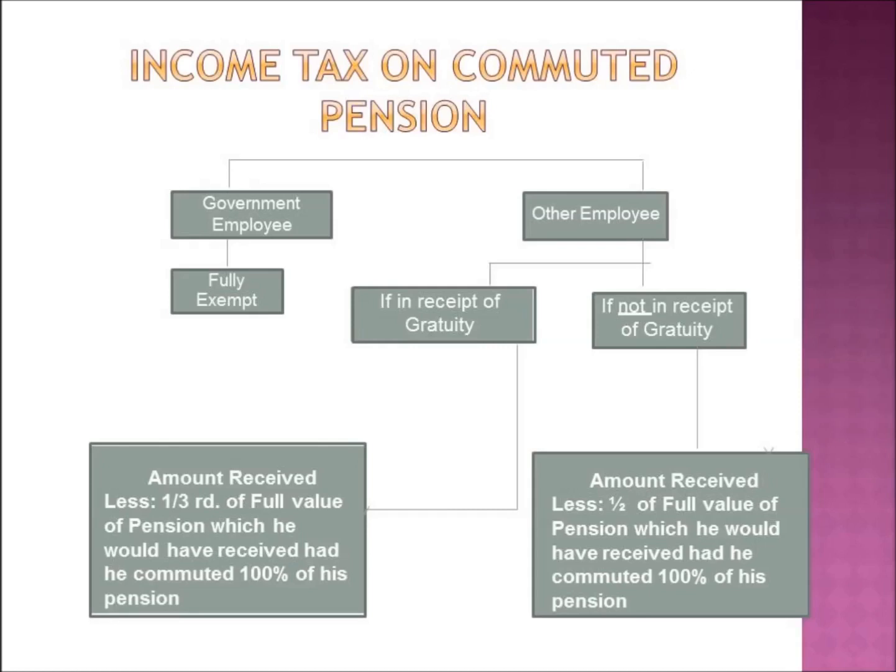And if I am a non-government employee who is not receiving any gratuity, then my exemption will be half of the full value of pension which I would have received had I commuted 100% of my pension. So these are the provisions for income tax on commuted pension. Let us see some examples to understand these provisions in a better way.